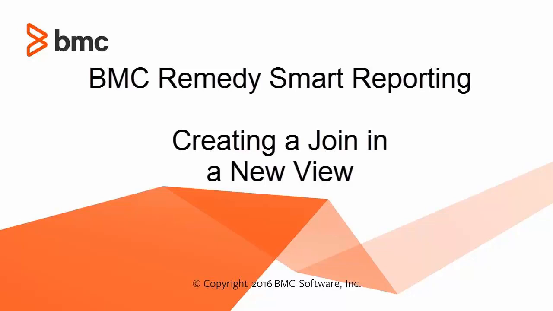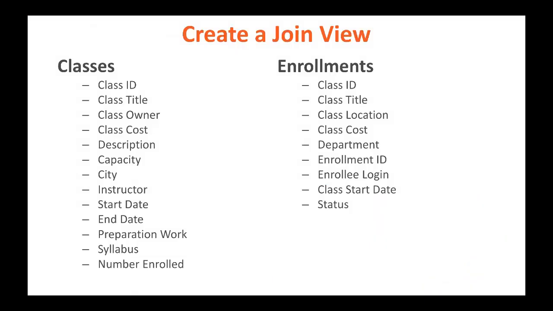For this example, we will use a couple of the forms in the sample training application that's included with the AR server. The class form has details about specific training classes, while the enrollment contains information about which students have signed up for which classes. Class ID is in both forms, so it should be very easy to match the related records.